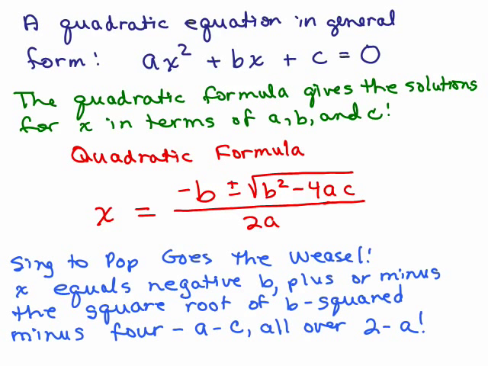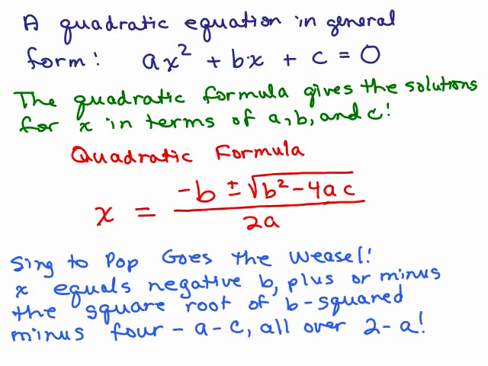A quadratic equation in general form is ax squared plus bx plus c equals 0. So that might be 2x squared plus 5x minus 3 equals 0. So the coefficients are your values of a, b, and c. To be a quadratic, a can't be 0, but b and c can both be 0.